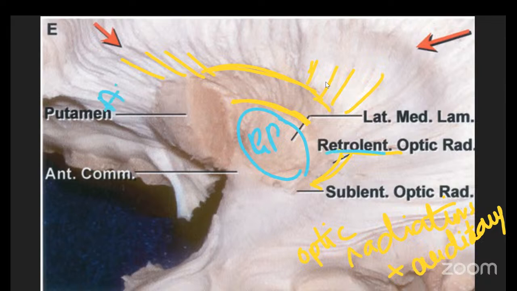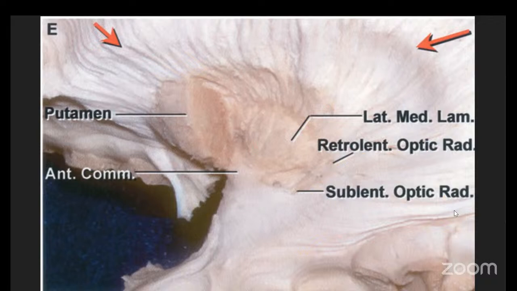This is the anterior orientation. This here is the posterior orientation. So posterior to the lentiform nucleus, we are going to have the retrolenticular portion. Beneath the lentiform nucleus, we are going to have the sublenticular portion. In this image, they have only mentioned optic radiations, but the portions of internal capsule also include auditory radiations as well. We move to the next segment.